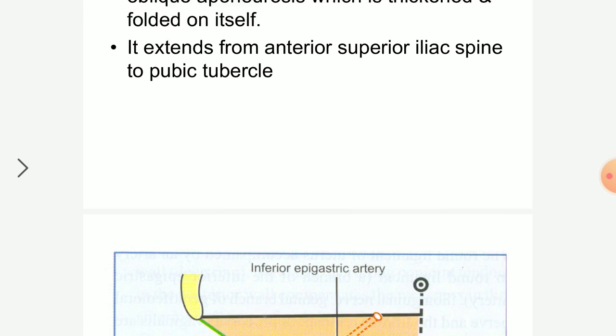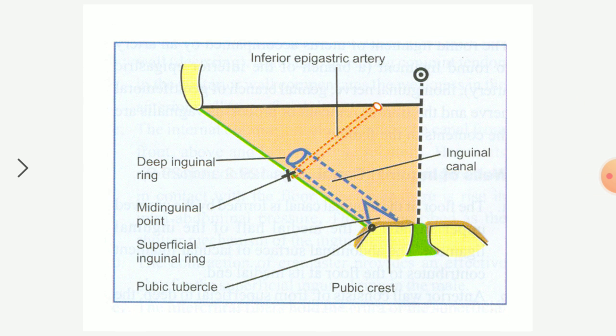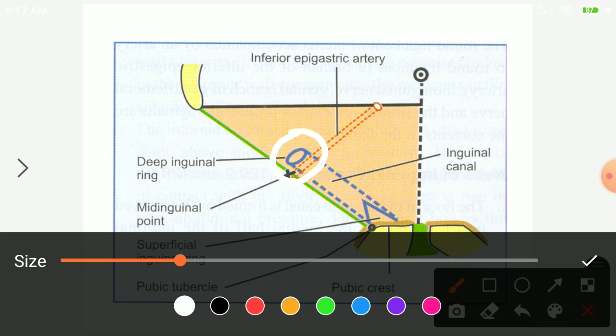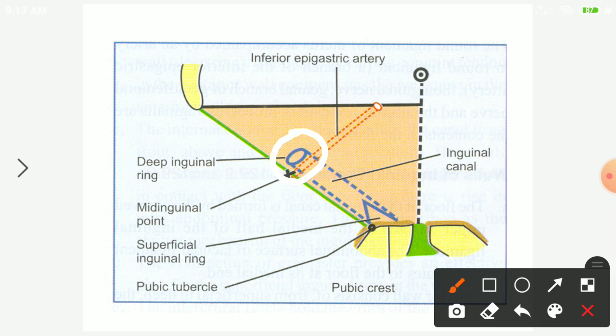So by now we have finished the inguinal ligament. Then we'll start with the inguinal canal. Now you just note the thing which is in blue color. So this is called the deep inguinal ring, and this is called the superficial inguinal ring. The deep inguinal ring is oval in shape and it is the opening in fascia transversalis.